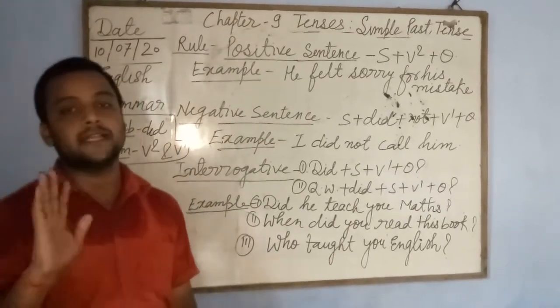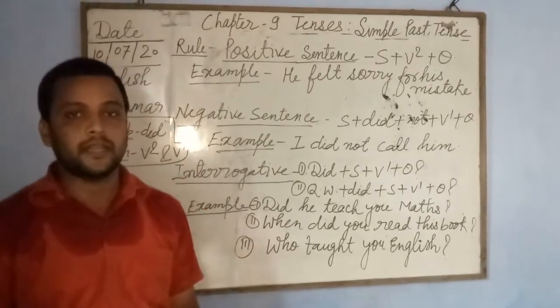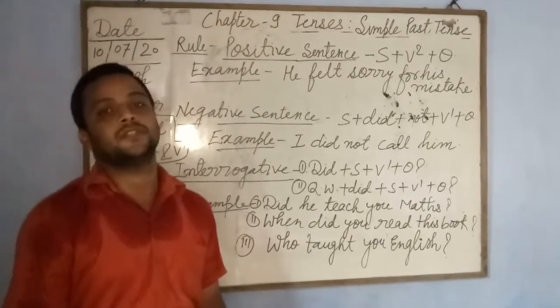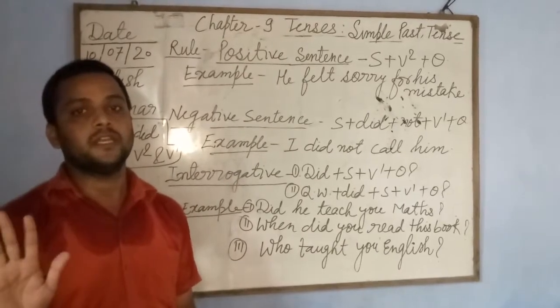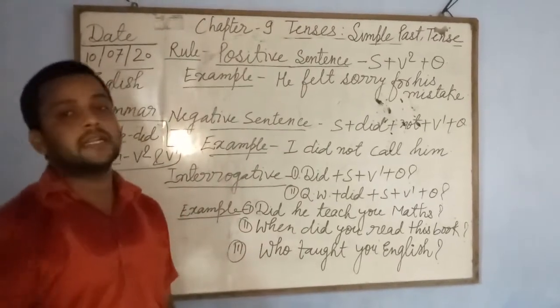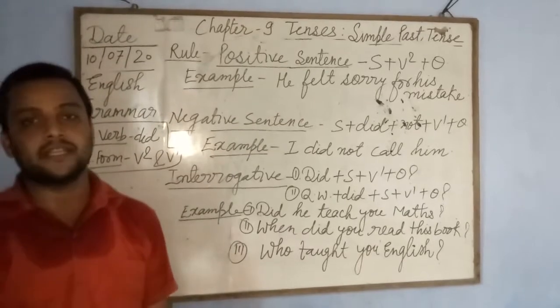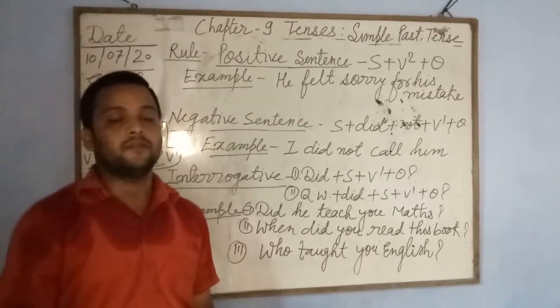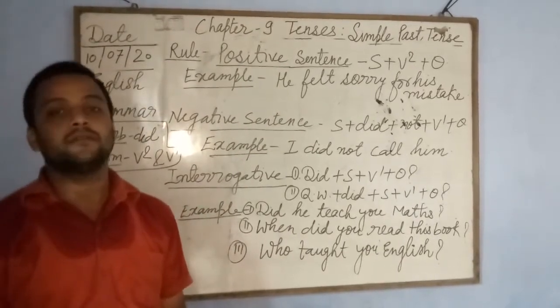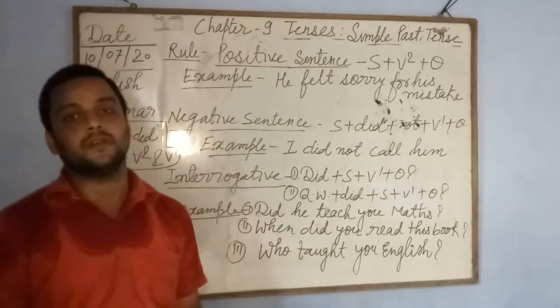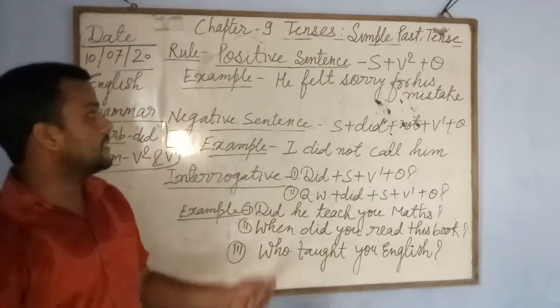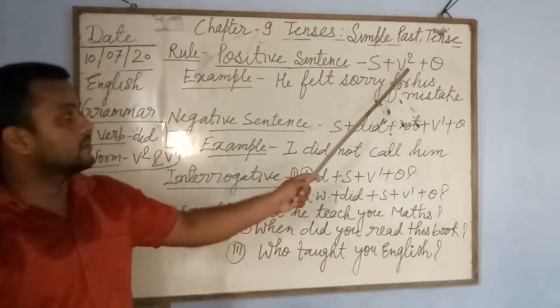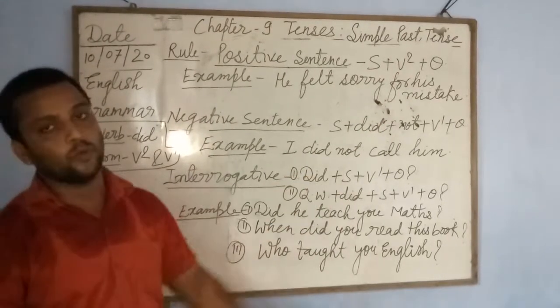But when the sentence is interrogative or negative, in that situation, we use verb first form. Okay? Means in an assertive sentence, we use verb second form, and when the sentence is negative or interrogative, we use verb first form. Okay? Now see the rule for the positive sentence. Subject plus V2 plus O.